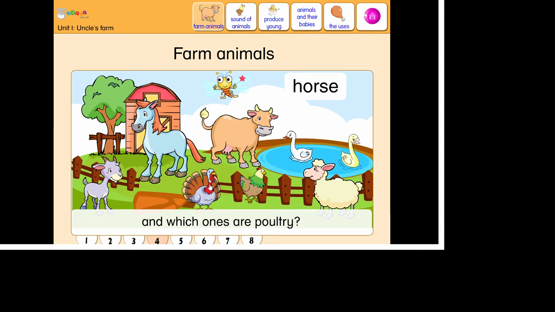Horse, cow, goat, hen, hen, hen. This over here is not a hen, eh? This is turkey. Turkey, eh? T-U-R-K-E-Y. Duck, goose, sheep.